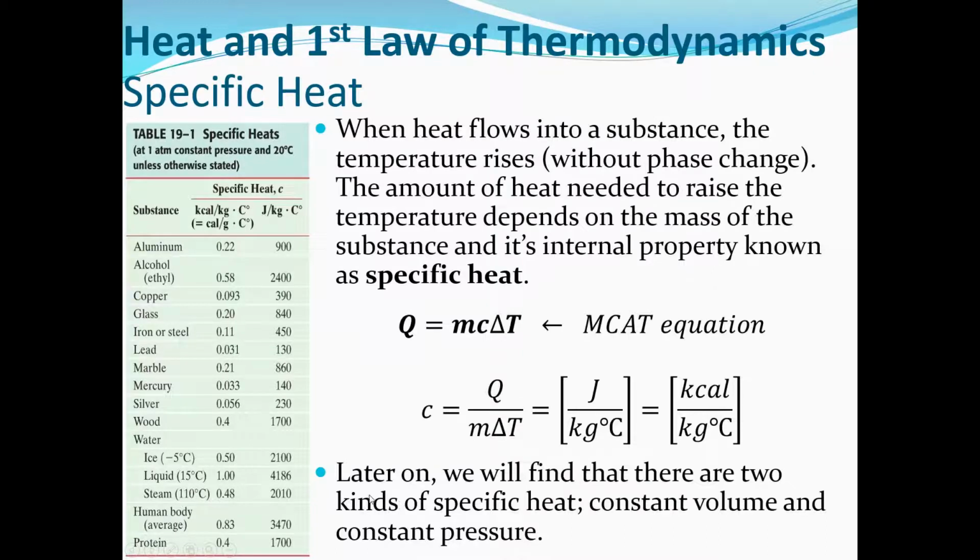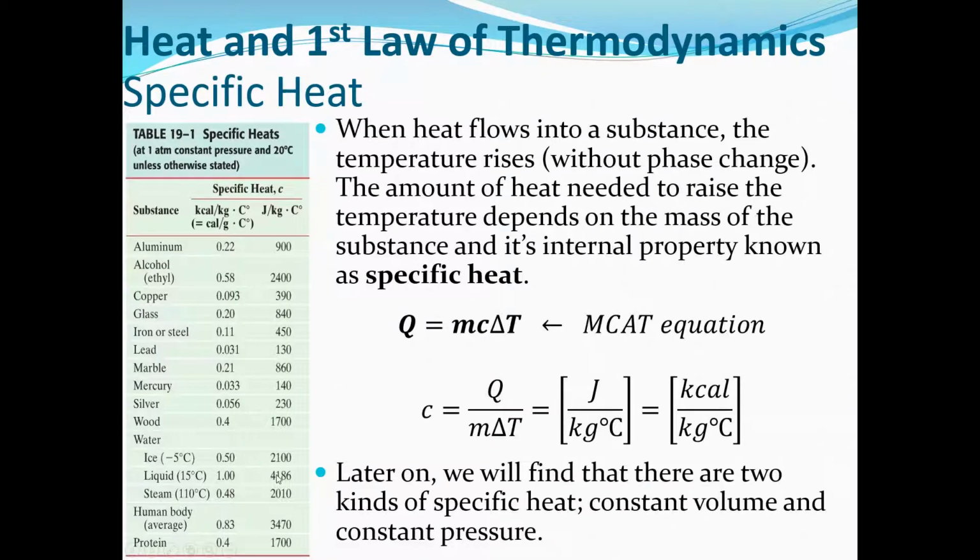Now there are other types of specific heats. There's a constant volume and a constant pressure, but that's something we're going to briefly discuss later on. But here you can see the specific heats. For example, something like lead or mercury have very low specific heats, which basically means they're going to change their temperature very quickly and require very little energy, about 100 joules of energy to change its temperature.